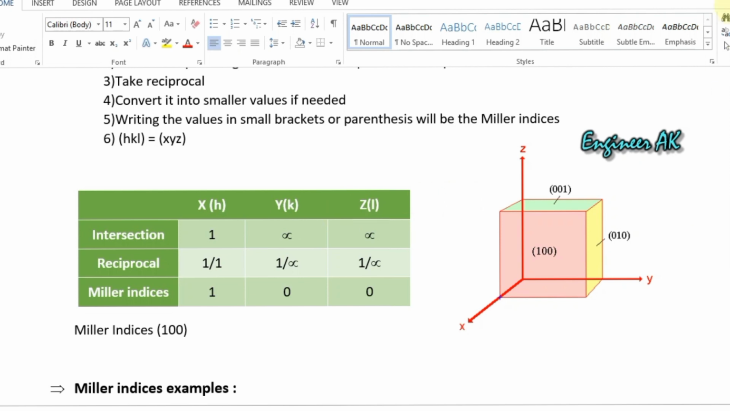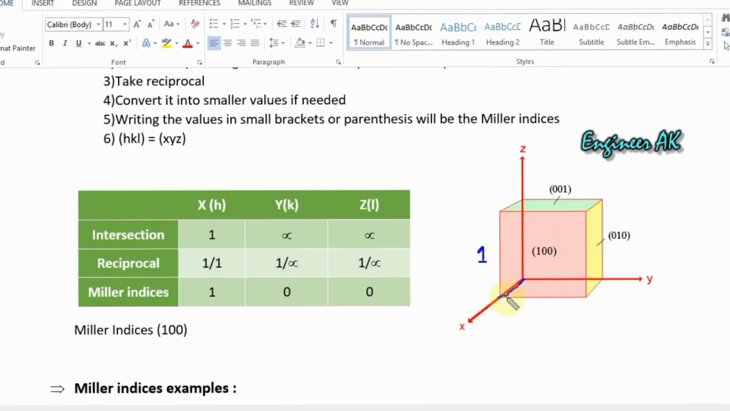Then you have to take the intersection. Like if I would say this is the origin, right? And if I'm talking about this red plane, we can see that it is intersecting the x-axis. You have to take this distance of the cube as 1, right?